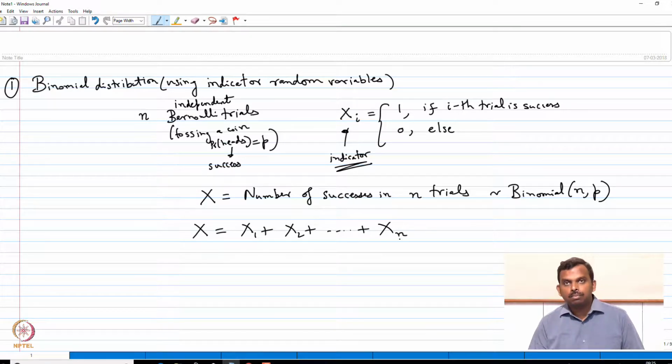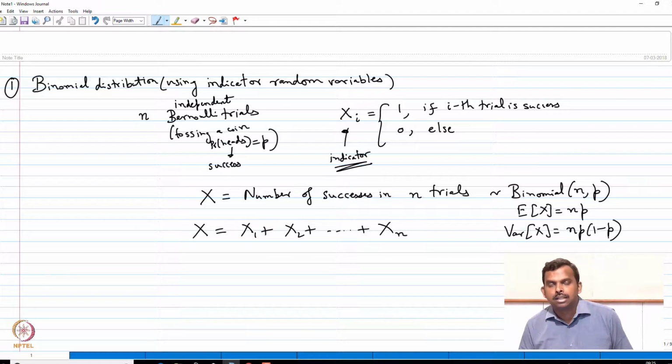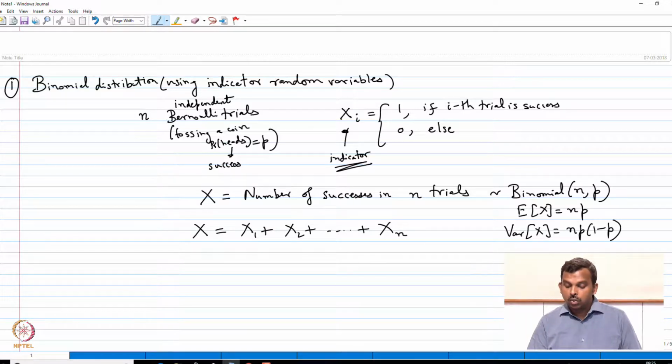Now we know very well that the expectation of X for a binomial random variable is n times p, and the variance of X is n times p times 1 minus p. These are formulae you might remember from when you studied the binomial distribution. One can use this writing of X as the sum of n independent indicator random variables to quickly establish these relationships. I'm going to start by showing you how that is done.